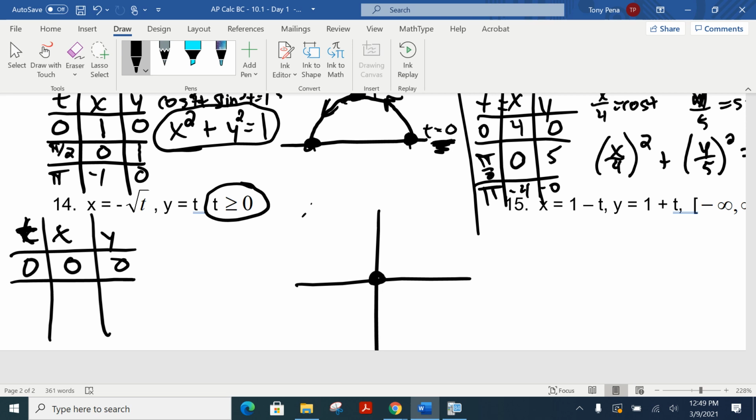I'll just pick 1. It works out nicely. This would be a negative root 1, so that's a negative 1. And then your y coordinate is a 1. So I'm going to come over here. My x position is a negative 1. My y position is a positive 1. So I'm there.